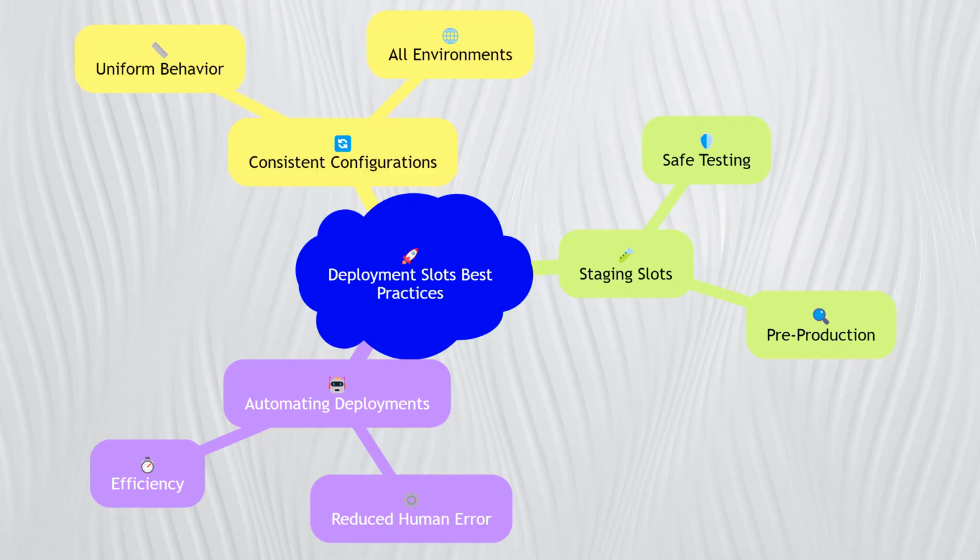To get the most out of deployment slots, follow best practices such as keeping slot configurations consistent, using staging slots for testing, and automating deployments. Consistent configurations ensure that your app behaves the same in all environments. Staging slots provide a safe space for testing, and automation reduces the risk of human error.